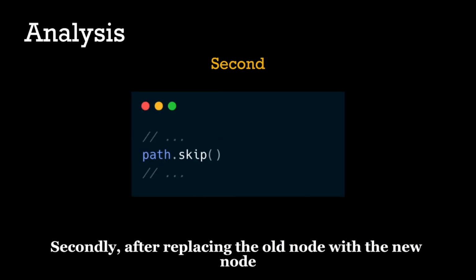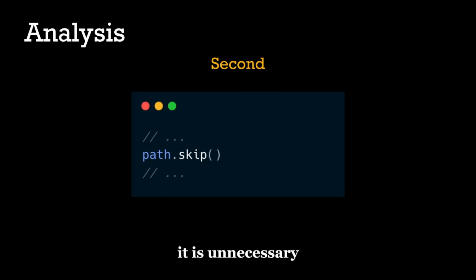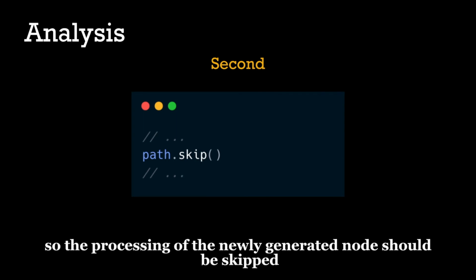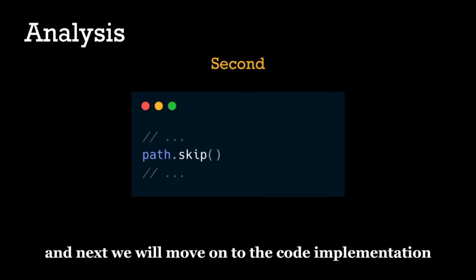And secondly, after replacing the old node with the new node, the inserted node is also a console log, which would also be processed. However, it is unnecessary. So the processing of the newly generated node should be skipped. And next, we'll move on to the code implementation.